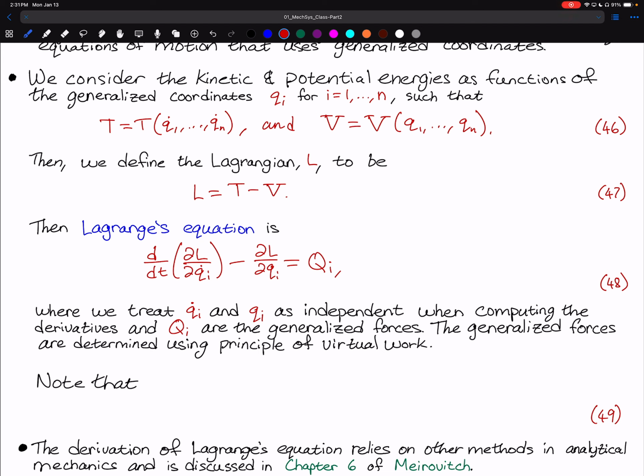And we're going to ignore the fact that those velocities and displacements are related. We're going to treat them as independent variables with no connection or relationship to each other, and we're going to take the derivatives of this Lagrangian with that in mind. And we're going to determine our generalized forces using the principle of virtual work. So that's where this comes into play.